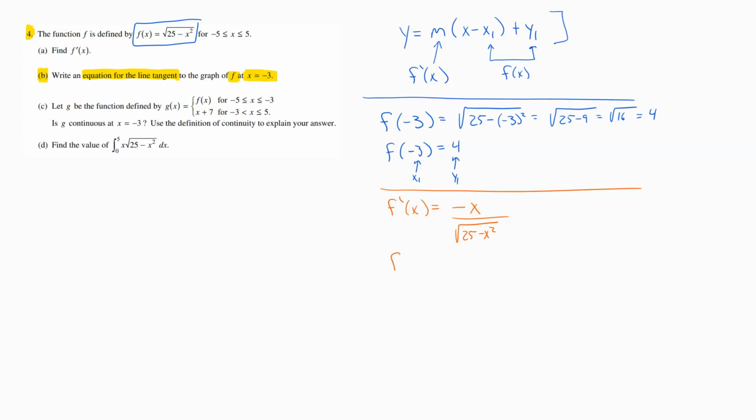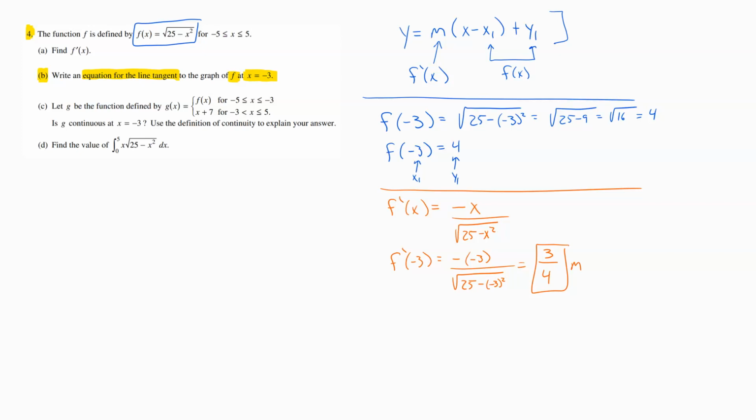And now we just need to plug -3 into that. So we're going to get -3 over the square root of 25 minus -3 squared. So up on top, the negative on that is going to give us a +3. On the bottom, we're going to end up with the same square root of 16, or 4. And so this is now our slope, our m.